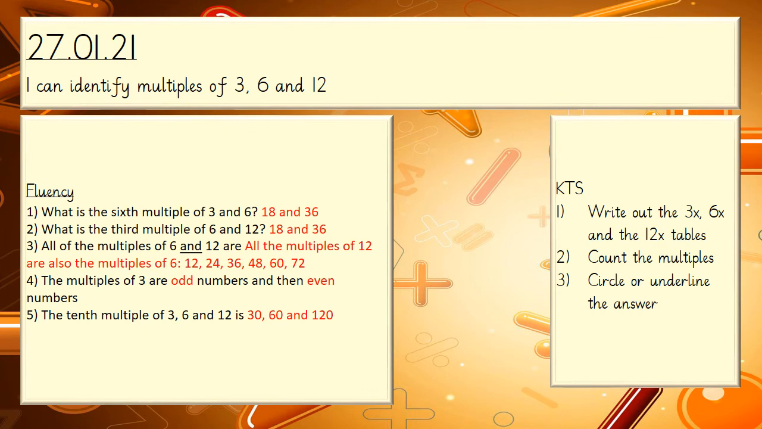Number 4 says the multiples of 3 are odd numbers, and then they are even numbers, because remember they follow the pattern of odd, even, odd, even. And then finally, number 5, the 10th multiple of 3, 6 and 12 is 30, 60 and 120.